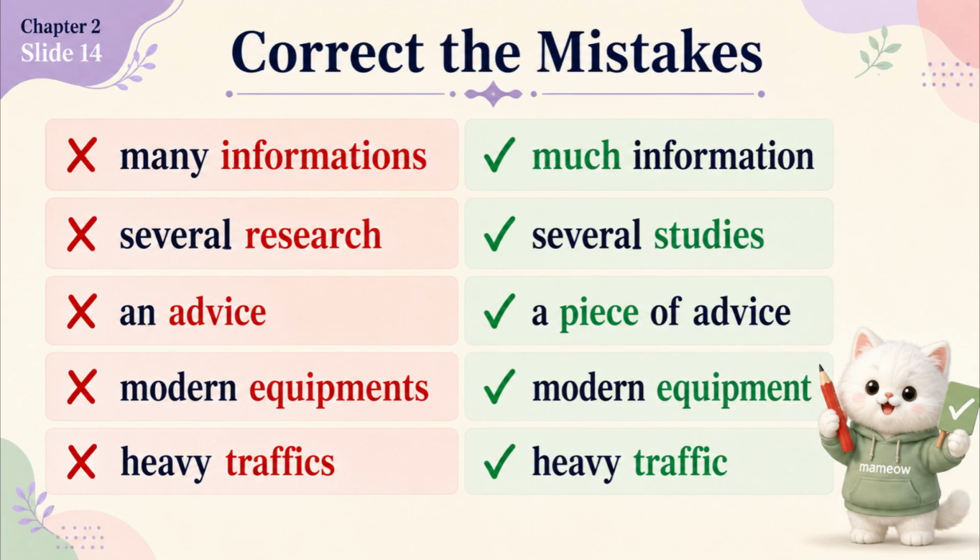Equipment is uncountable, so we say modern equipment, without a plural ending. Traffic is also uncountable in this meaning. The correct expression is heavy traffic, not heavy traffics. These mistakes are common because the equivalent nouns may be countable in other languages.